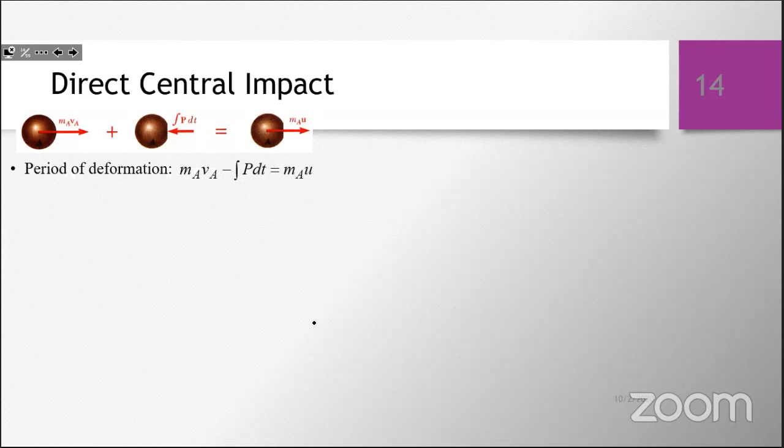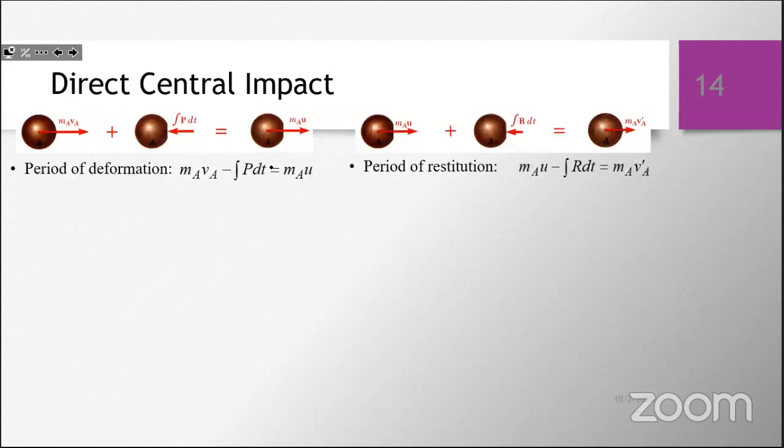So this is during deformation. We have our initial impact, the ball's hit, right? P is the force of deformation. You can see this one's a little bit deformed, but it's flat there. Then we have the period of restitution.